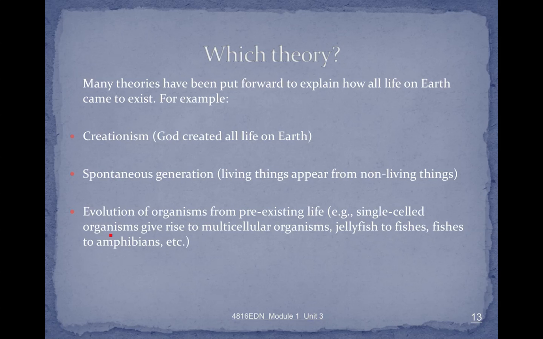Evolution of organisms from pre-existing life. So the idea that single-celled organisms give rise to multicellular organisms. So jellyfish become fish, fish become amphibians, etc. Again, not a view that we hold in science. And the final one, genetic variation and the environment cause change in organisms. So this is Darwinian evolution, which is the currently accepted view in science for how life came to exist, or evolution.